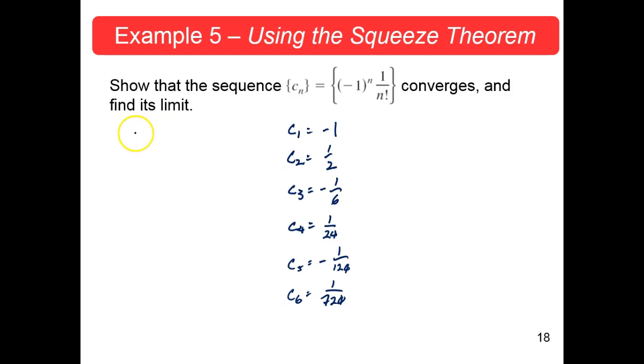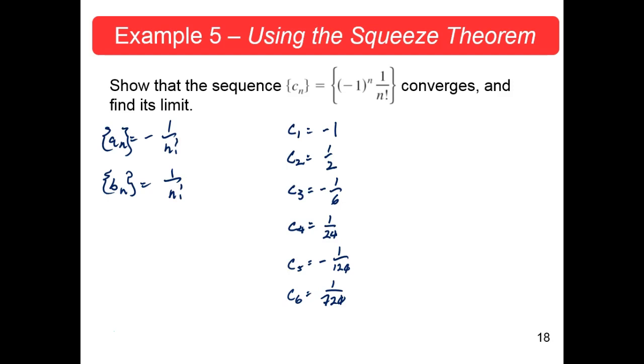Let's first look at A sub n, which is usually the one that's the lower. Let that be negative 1 over n factorial. And B sub n is equal to 1 over n factorial.